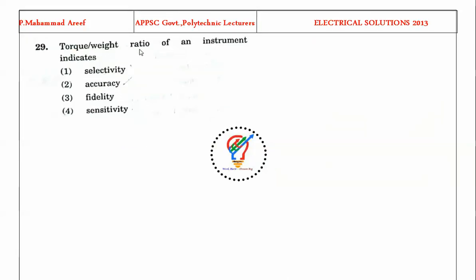Next question. The torque by weight ratio of an instrument indicates what? First we'll see what selectivity is. Selectivity is nothing but a range of values or parameters, so it is not that. Accuracy means closeness to the true value. And fidelity means the degree to which the instrument system is capable of faithfully reproducing the same input when there is a change in output, so this is also not it.